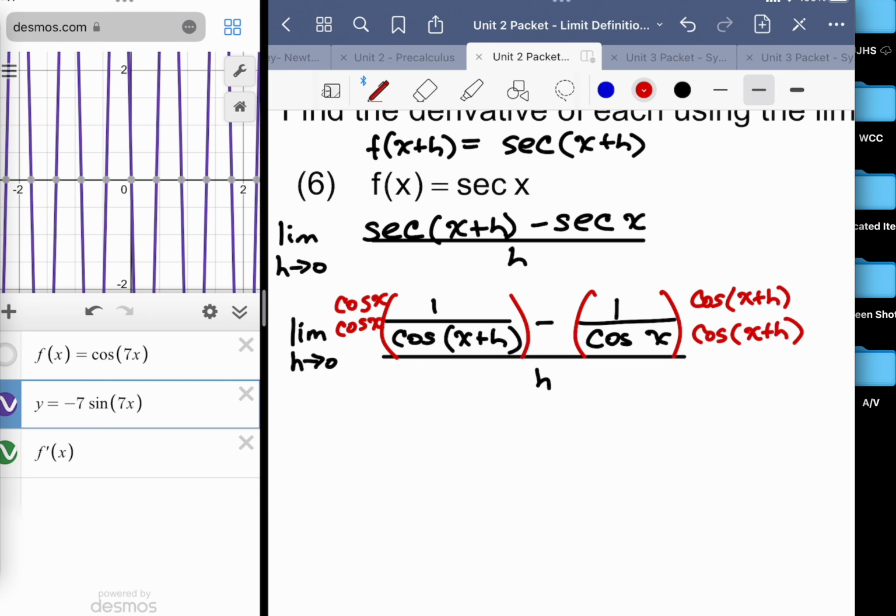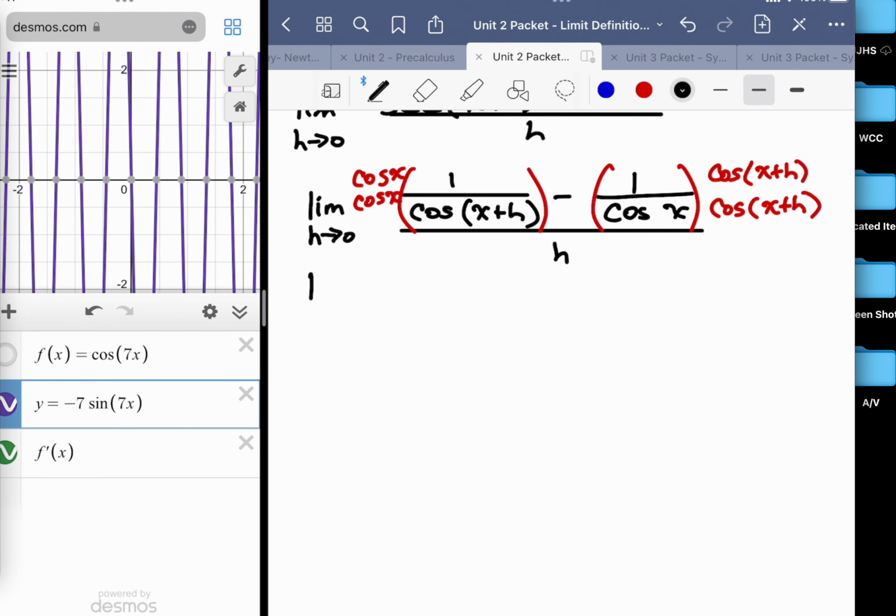You could try to expand with the cosine rule, but ultimately we're going to have to add the fractions together anyway, or in this case subtract. If you expand using cosine of a plus b, it's going to make things messier, and when you want to add two fractions by getting a common denominator, it's better to do it with simpler expressions. All right.